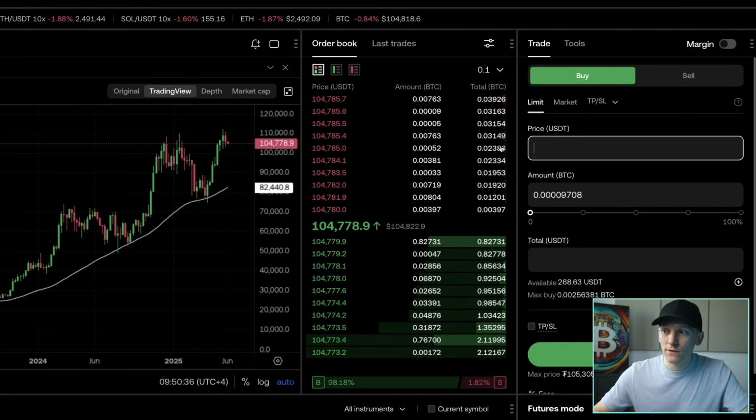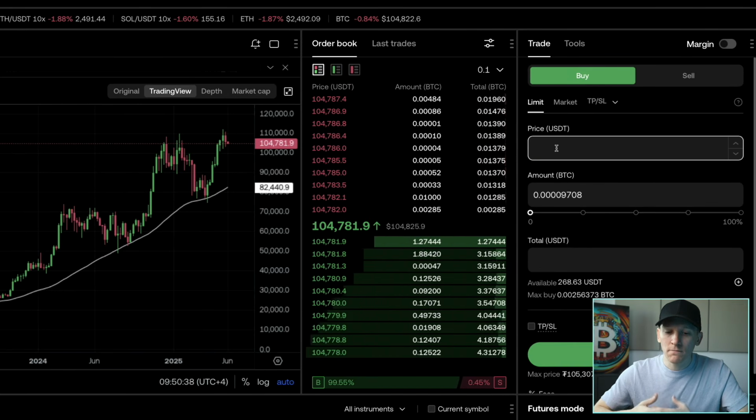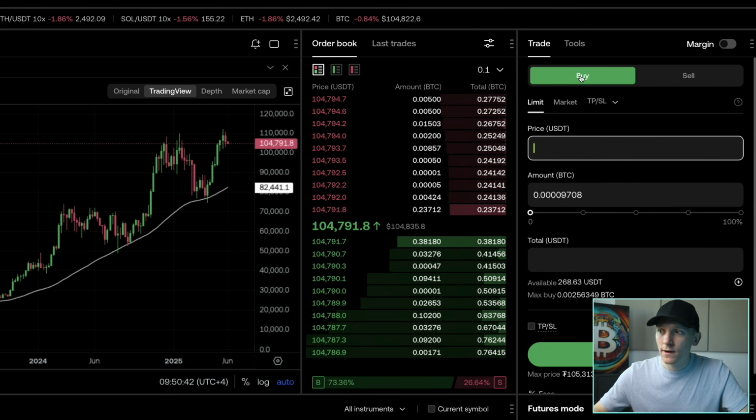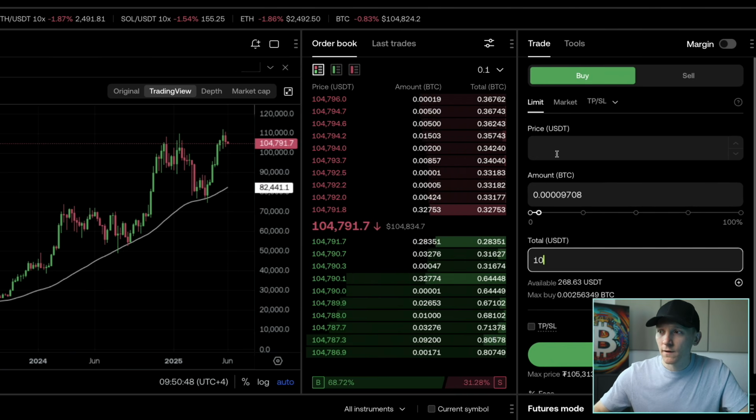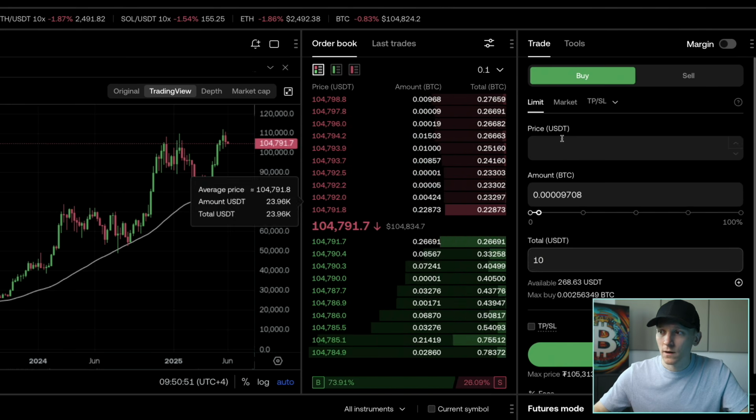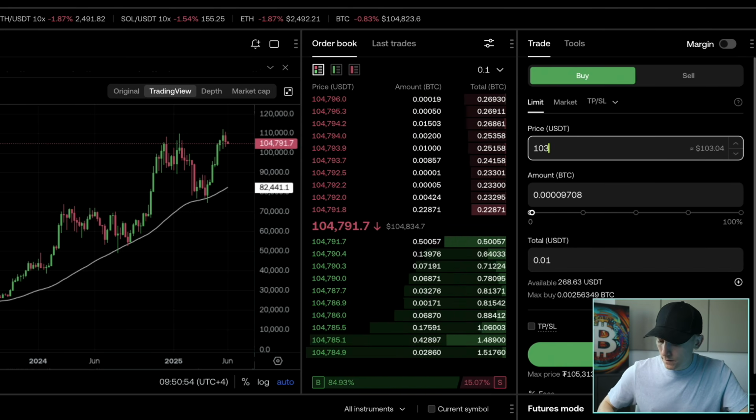If you want to get slightly better prices for your trades, you can use limit orders, which allows you to choose the maximum price that you're willing to trade at. So for buying, we're going to go buy, limit order. You can see the price we can now choose, and we can choose the amount that we spend. So again, $10. And the current price of Bitcoin is 104,791. I don't want to pay that much. I only want to pay 103,000.